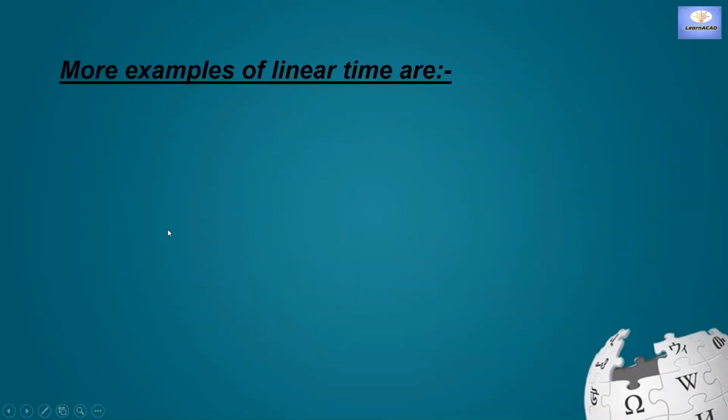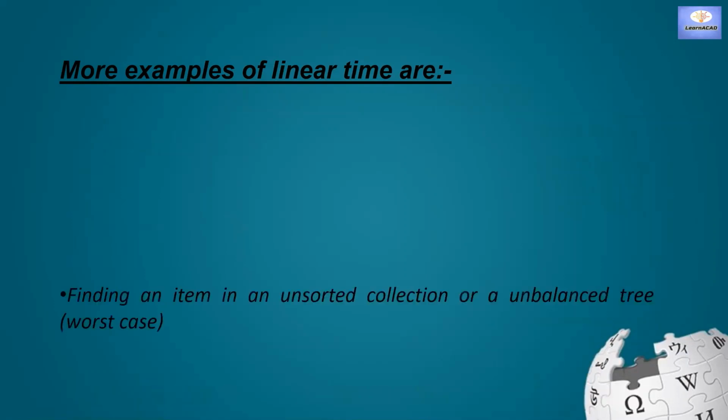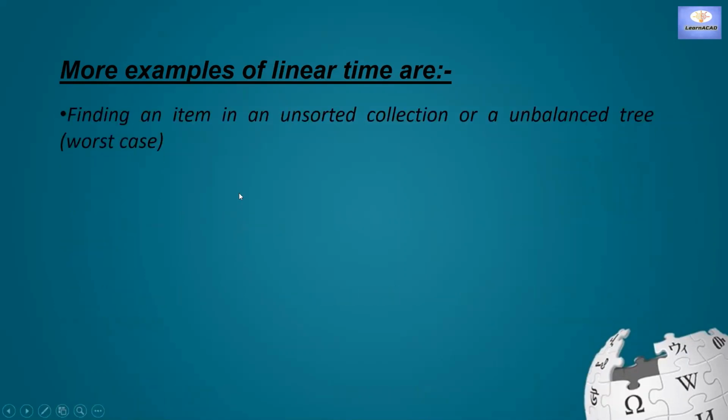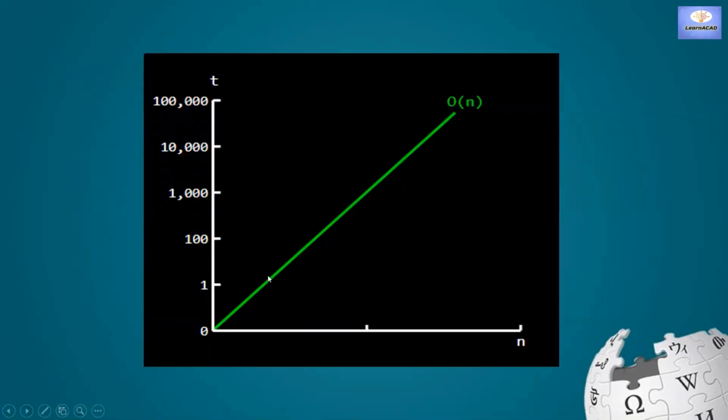Here are more examples of linear time: finding an element in an unsorted collection or an unbalanced tree, and sorting an array using bubble sort. In this graph of linear time, we can see how the running time increases linearly in relation to the number of elements n.